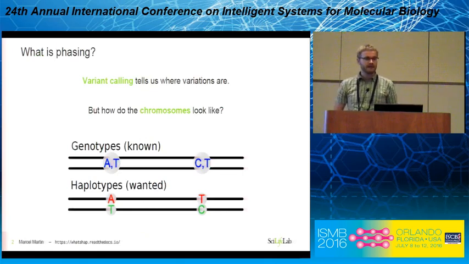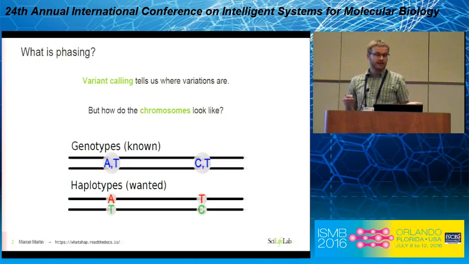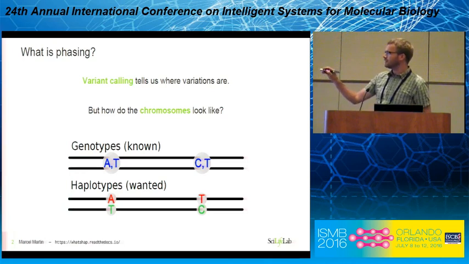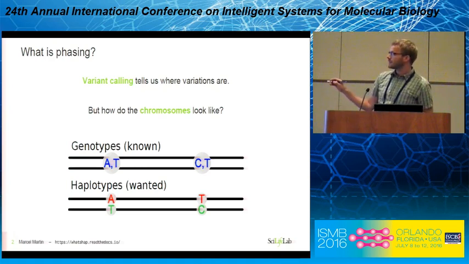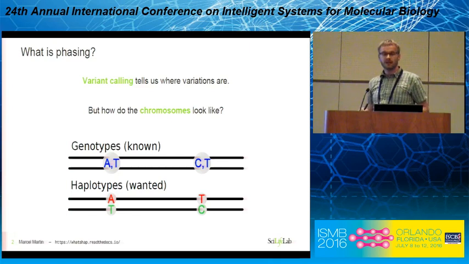So I guess you know this already, but very briefly, what is phasing? Assume you have called a few variants on your genome, and then you know the genotypes, but you do not really know how the chromosomes look like. That is, you do not know what the haplotypes are. And that is sometimes really important. You want to know the relationships, which alleles are on the same chromosome. And applications may be investigating compound heterozygosity.